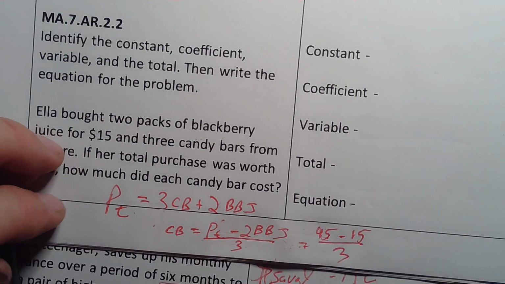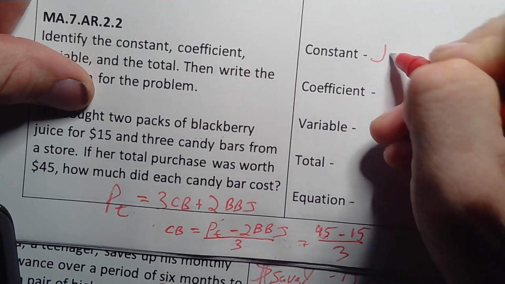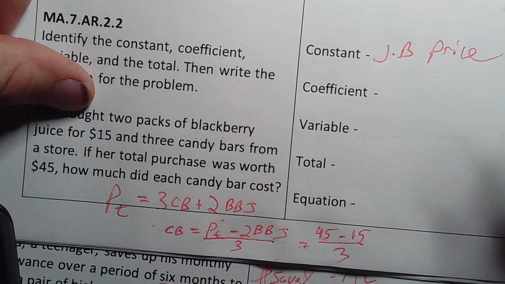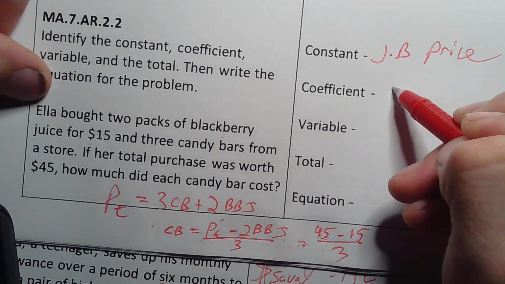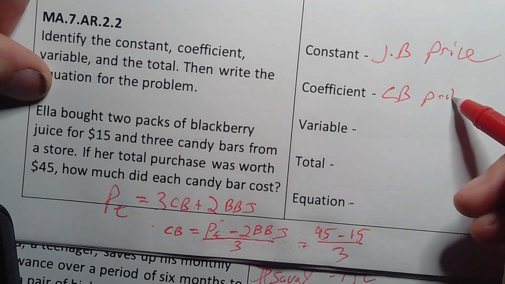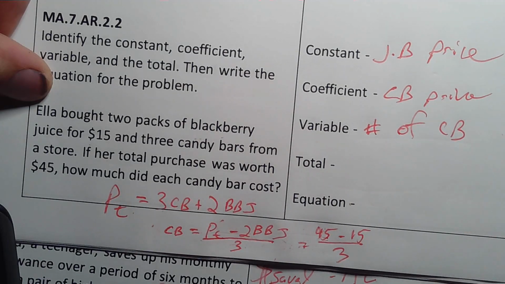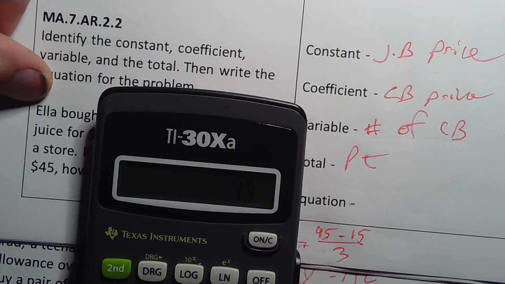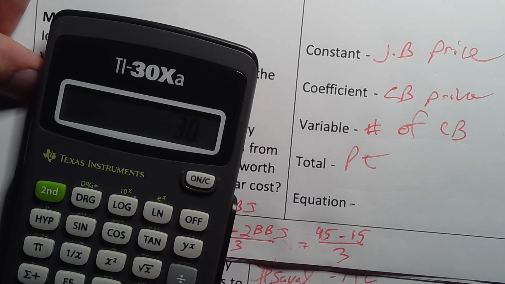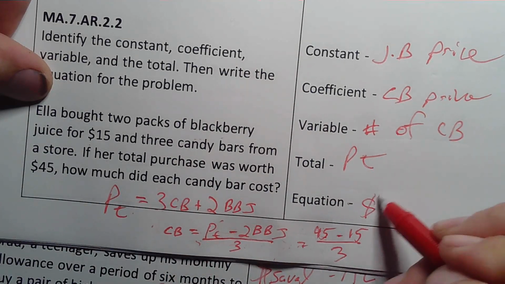Okay, so here the constant is the price for the juice box. The coefficient would be the candy bar price. The variable is the number of candy bars. And the total is the price total. This is the equation. Should have just written that up there. So it's going to be 45 minus 15 divided by 3. A candy bar is $10 each.